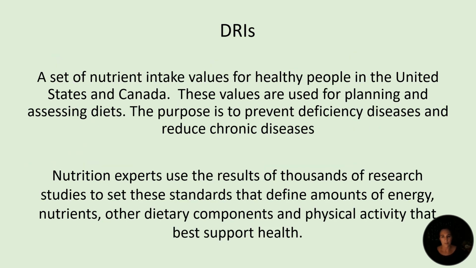So let's jump in. What are DRIs? Well, DRIs are a set of nutrient intake values for healthy people in the United States and Canada. And these values are used for planning and assessing diets. And the purpose is to prevent deficiency diseases and reduce chronic diseases. So you notice I said healthy people. So these are for people who don't already have a deficiency. So it's for the general population.